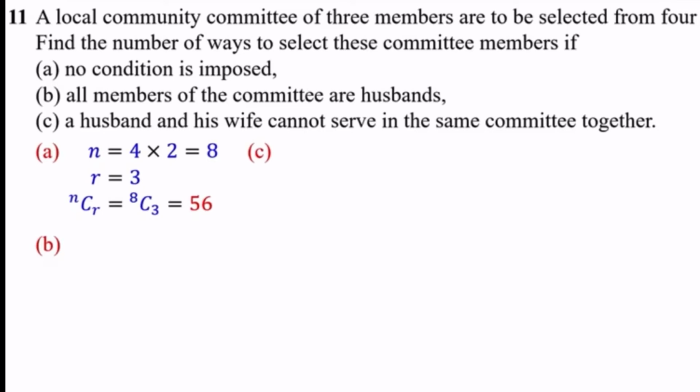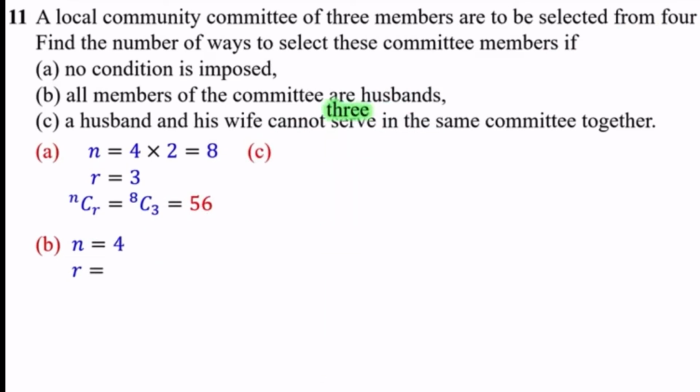Let's see B. All members of the committee are husbands. Now the condition applies. That means we have to choose all 3 as husbands. Since we have 4 couples, of course we have 4 husbands and 4 wives. So out of 4 husbands, we will choose the 3 husbands first. It's a selection, so it's 4 choose r, where r is 3.